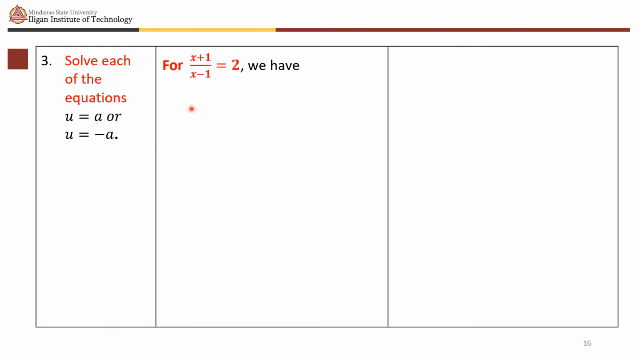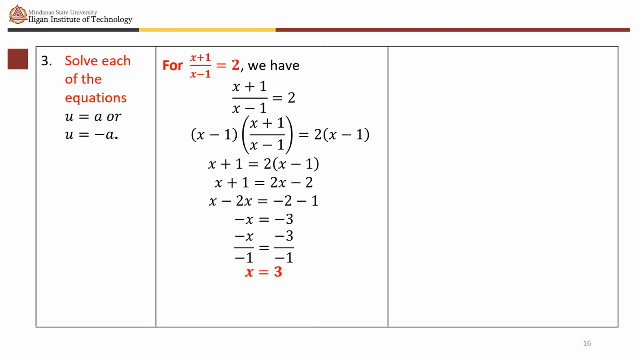So for x plus 1 over x minus 1 equals 2, we have the following. We get rid of the fraction by multiplying both sides by x minus 1. So x minus 1 cancels out here. What is left is x plus 1 equals 2 times x minus 1. And then distribute 2 on the other side, so we have 2x minus 2.